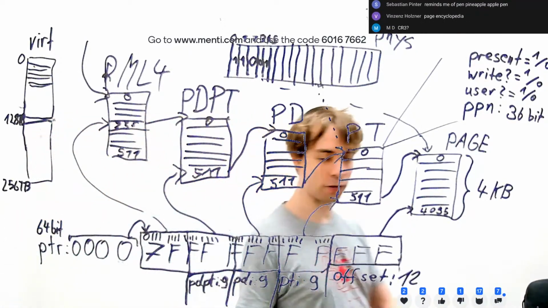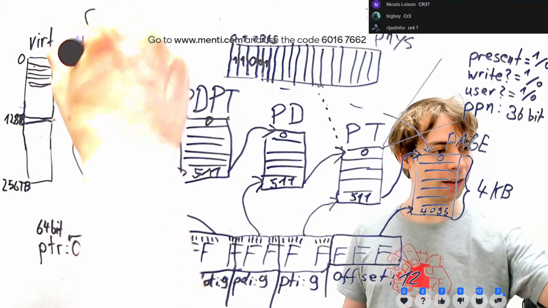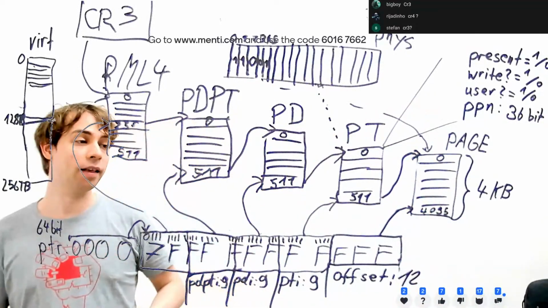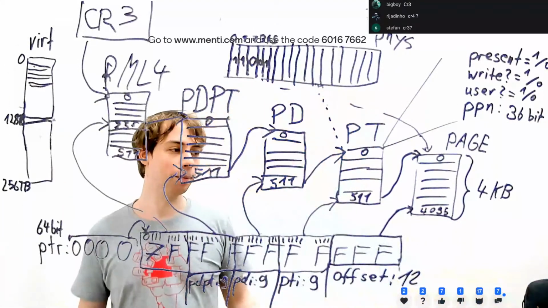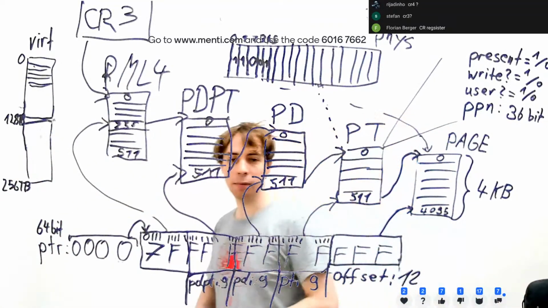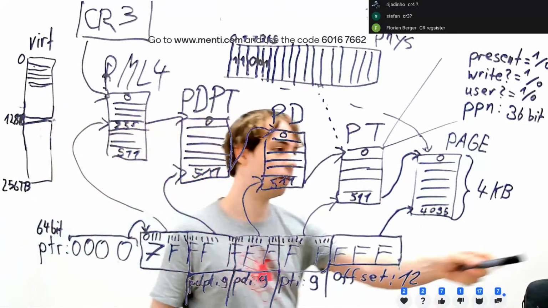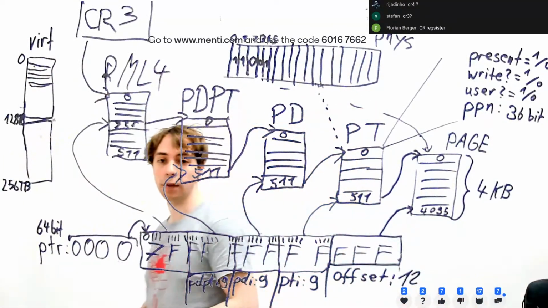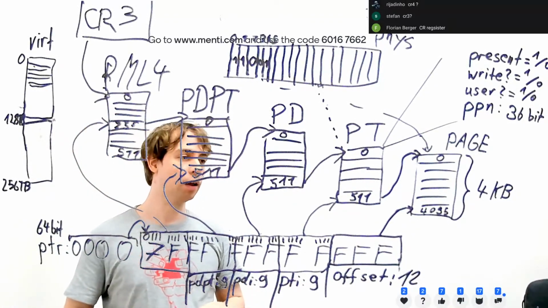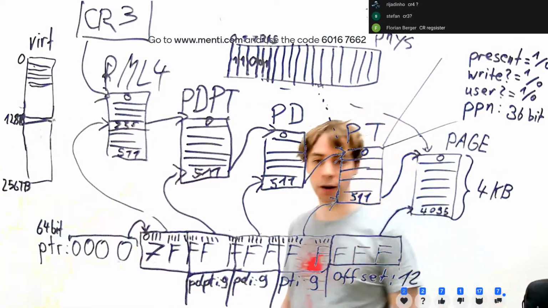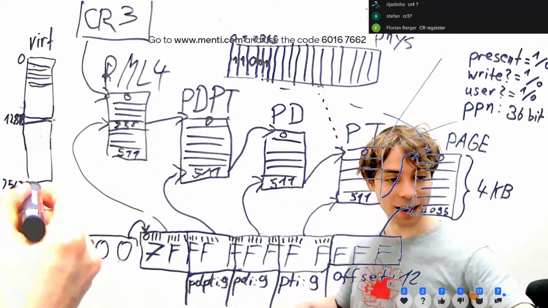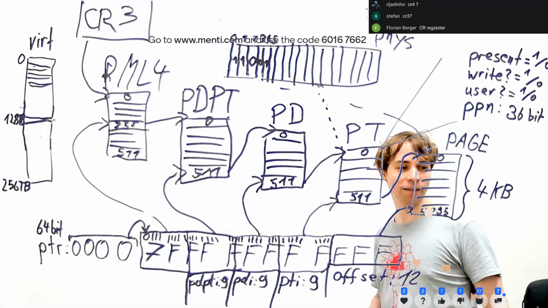We get this from the CR3, absolutely correct. The CR3 register contains the base address of our translation hierarchy. The page map level 4 has 512 entries. Each page directory pointer table is responsible for 512 gigabytes of memory. So this is now 512 times 512 gigabytes. That means it's 256 terabytes. That's exactly the size of the virtual address space that we had.